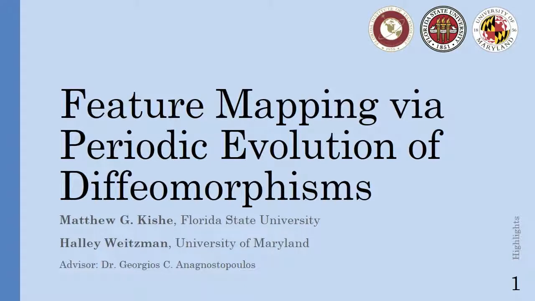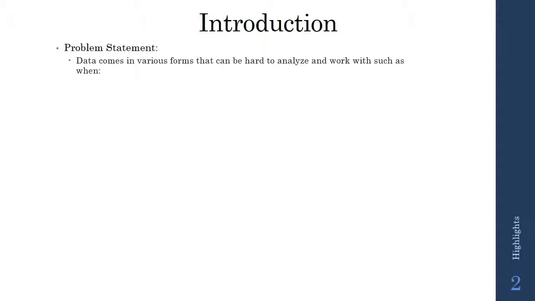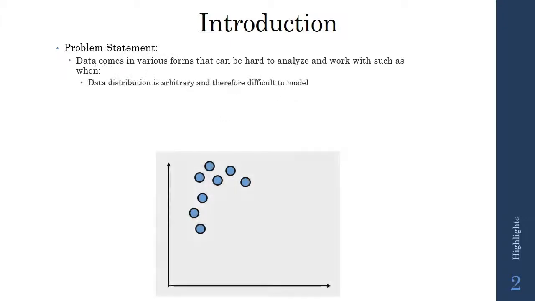This short presentation covers the highlights of our research on feature mappings via periodic evolutions of diffeomorphisms. Many machine learning tasks involve the modeling of data distributions, which gives rise to probabilistic generative models. On the other hand, in typical data analytics scenarios, the available data seem to originate from arbitrary distributions that are, in general, difficult to model.